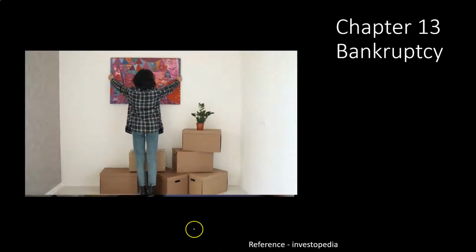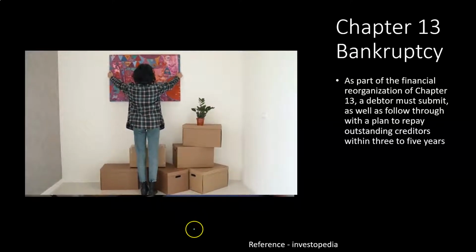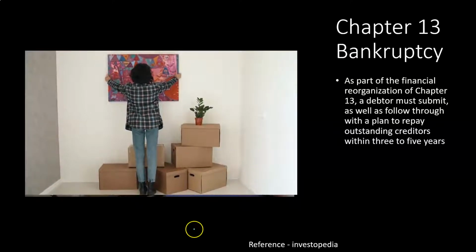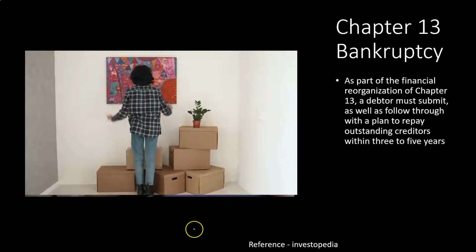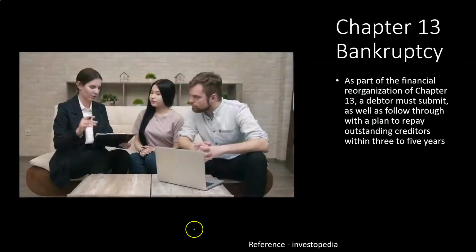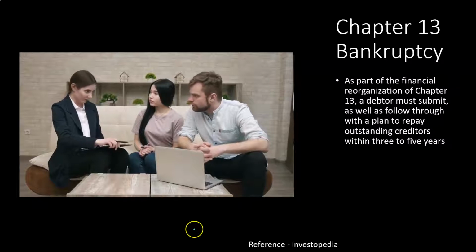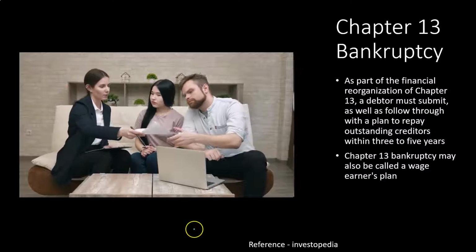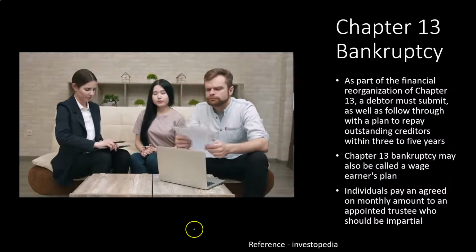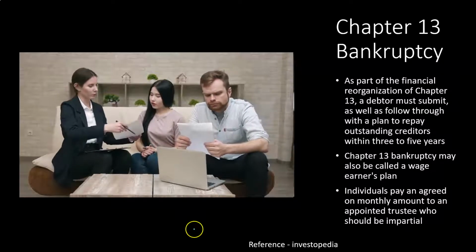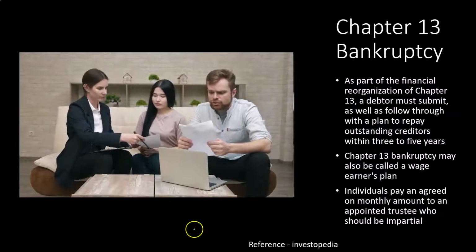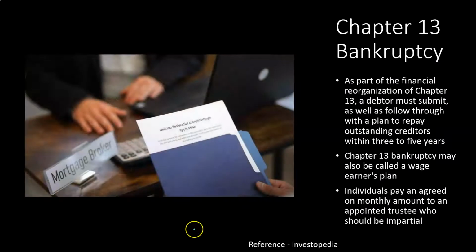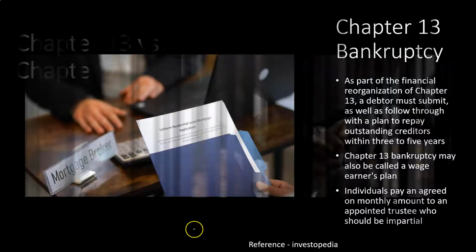So Chapter 13 bankruptcy. Now we're moving to Chapter 13. As part of the financial reorganization of Chapter 13, a debtor must submit, as well as follow through with, a plan to repay outstanding creditors within 3 to 5 years. Chapter 13 bankruptcy may also be called a wage earner's plan. Individuals pay an agreed-on monthly amount to an appointed trustee. So you have that third-party trustee involved here to try to facilitate this process, who should be impartial.